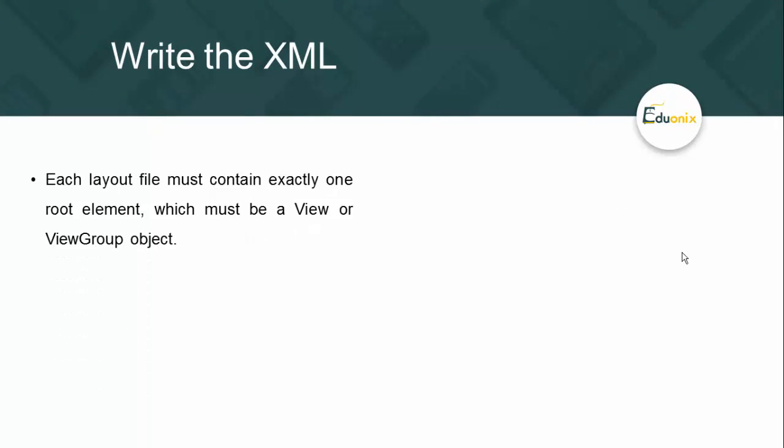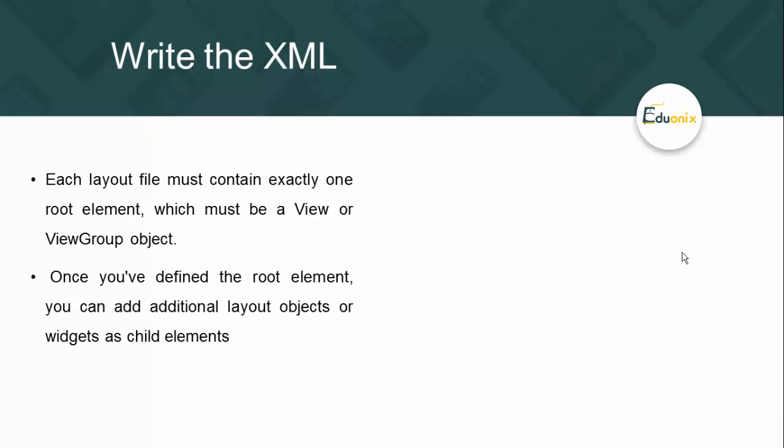Each layout file must contain exactly one root element, which must be a View or ViewGroup object. Once you've defined the root element, you can add additional layout objects or widgets as child elements to gradually build a view hierarchy that defines your layout. That is, you can add child elements within the root element to define the layout.